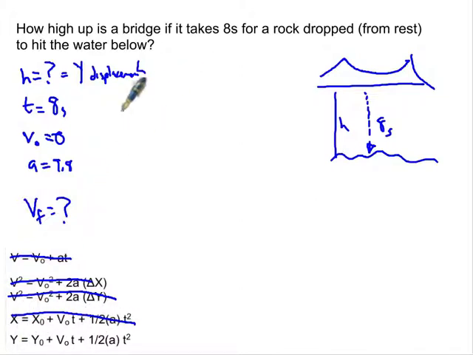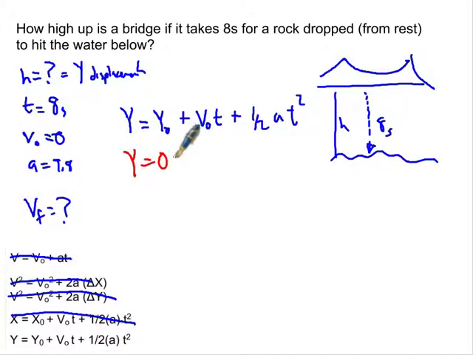And we know we need to find our final position. We know our initial position is 0. We know velocity initial is 0. We know time. We know acceleration. We can use this guy. It has everything we need to find this.